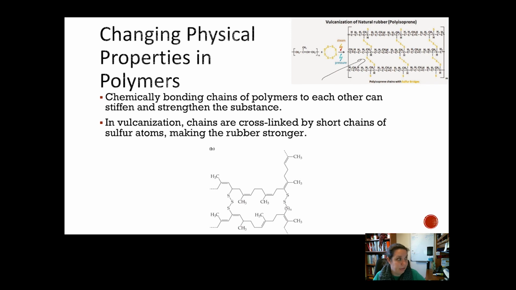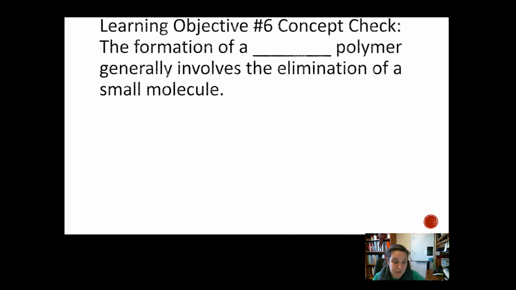Okay, let's look at our learning objectives for this section. The formation of what type of polymer involves the elimination of a small molecule? So we have addition and we have condensation. In addition, we're going to break a double bond to make single bonds with another monomer. Condensation is when we take two monomers, react them, and remove water. So this would be condensation. And again, that small molecule is generally water.